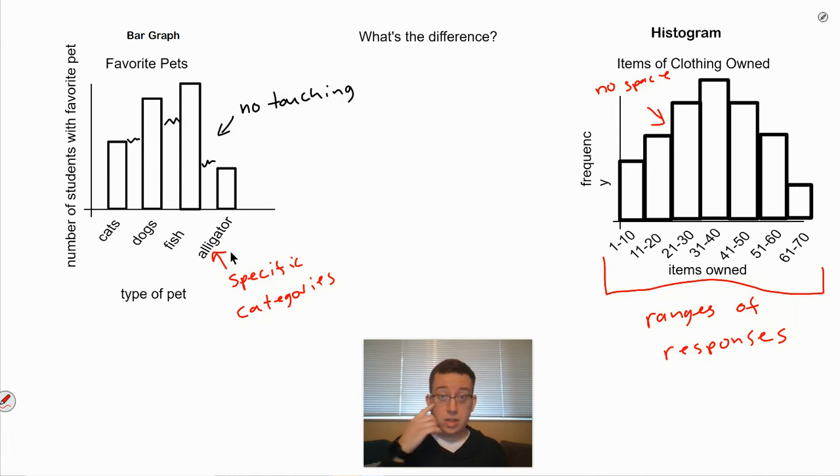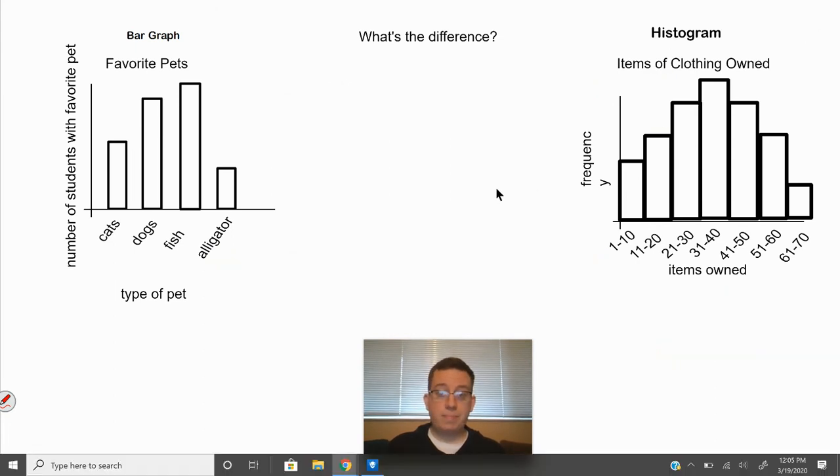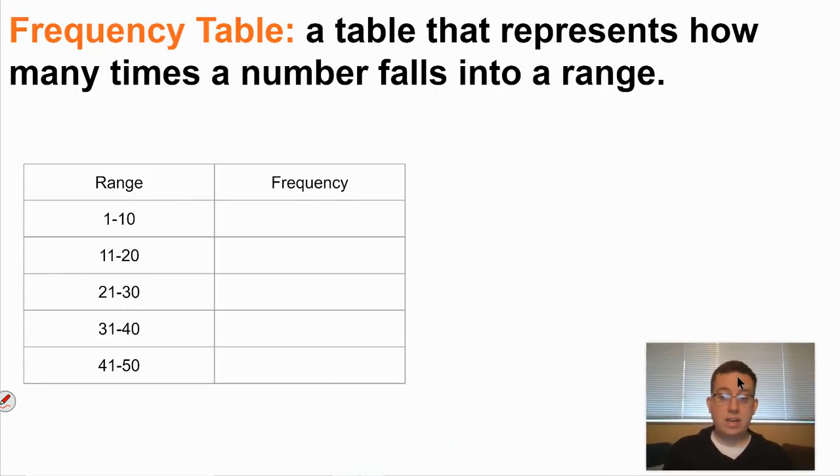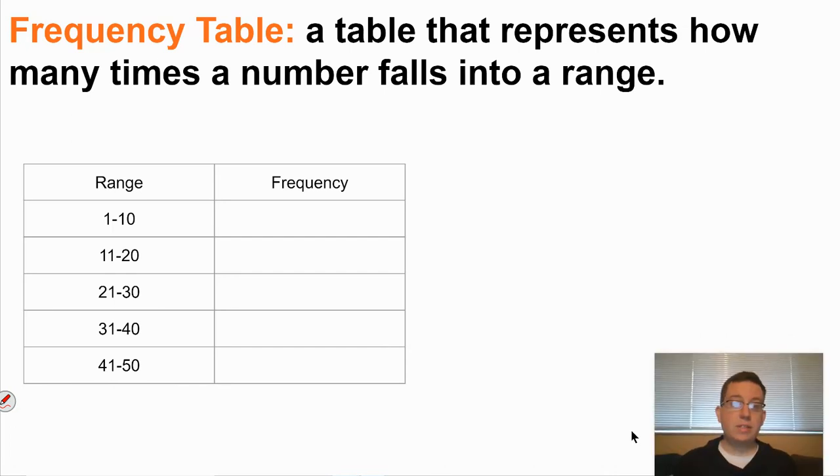Now, what we're going to do with this, we're not going to make a histogram online. It is really difficult to do online, so we're not going to mess with that on Google Docs and all that stuff. But what we are going to do is make what's called a frequency table. Now, a frequency table is the basis for a histogram, so it's kind of where we start. So let's define that. A frequency table is a table that represents how many times a number falls into a range. So we would take a set of data and put how many times something appears in the specified range.